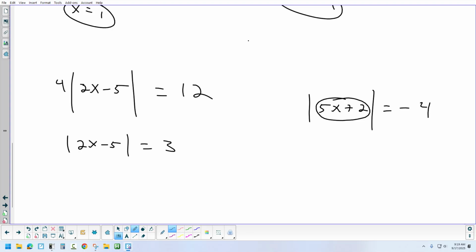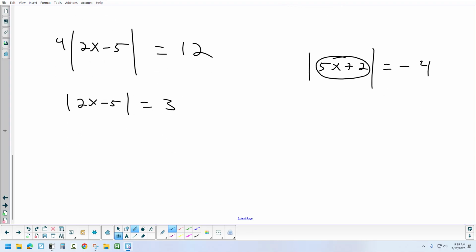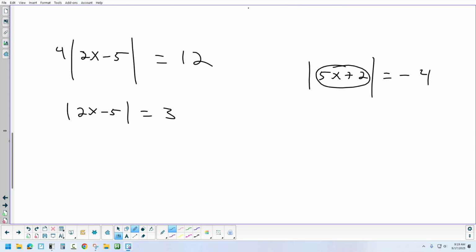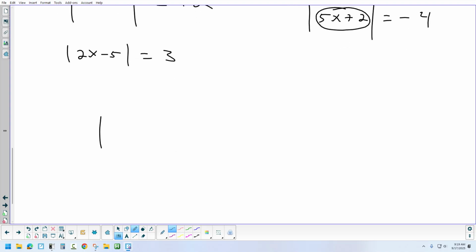So when you look at an absolute value problem, if it's equal to a negative, I wouldn't even bother solving it. I would just say no solution. So applying that reasoning here, what if I had, let's say, that one. What would you say for that one?